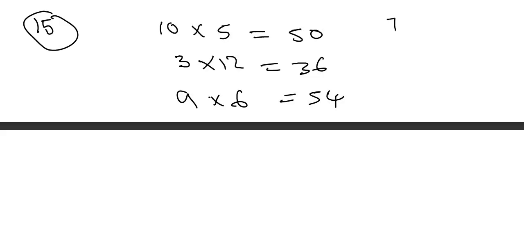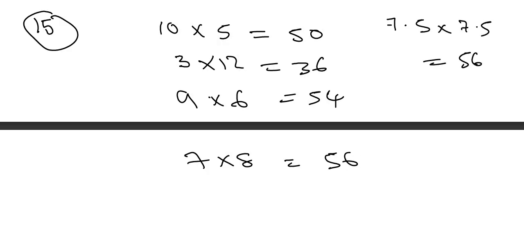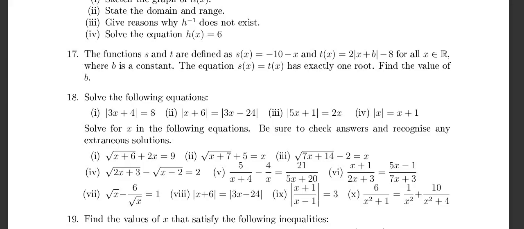Also tried 7 and 8. That was the highest one. 7 times 8 gives you what? 56. Now look at 7.5 times 7.5. It gives you 56.25. Oh. Yeah. You've seen that, right? Yes.